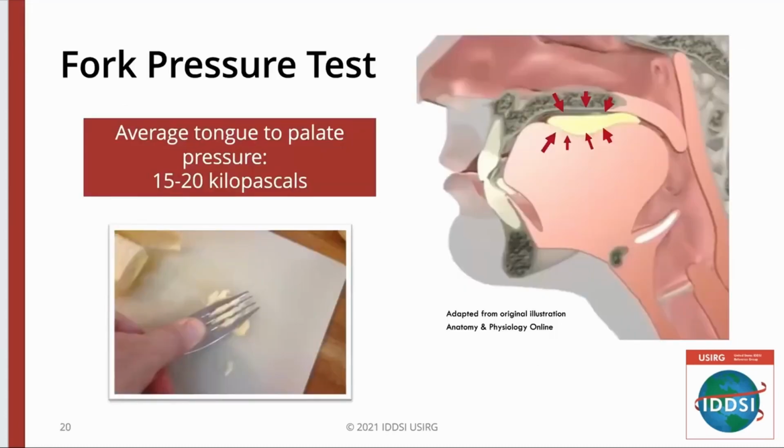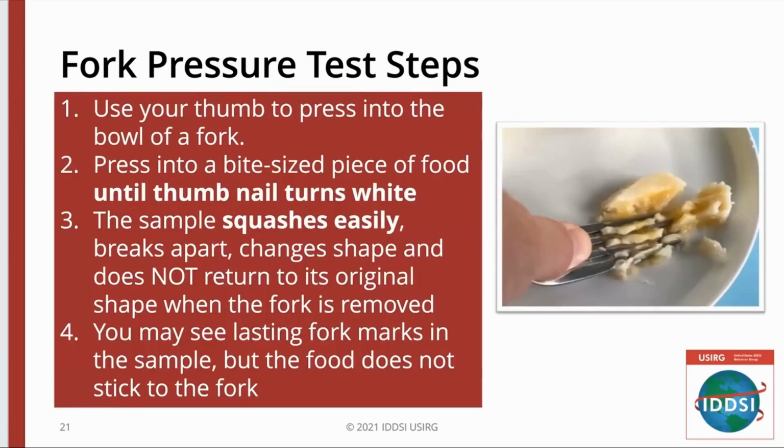It turns out that approximately 17 kilopascals of pressure is needed to achieve this blanching of the thumbnail. And interestingly, this is similar to the amount of pressure that is used by the tongue to squash and strip foods out of the mouth when we swallow. The fork pressure test steps are listed here.